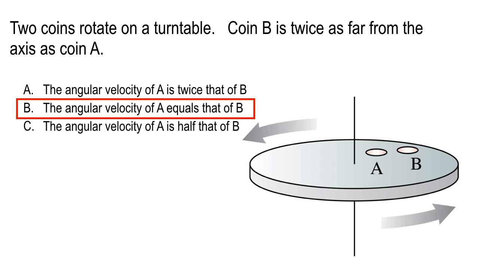But coin B does have twice as much, or coin A has half as much of something as coin B has. What would that be? The speed, the regular speed, the linear velocity. So if I ask you a question about the linear velocity or the speed, then you'd want to answer down here for C. All right?